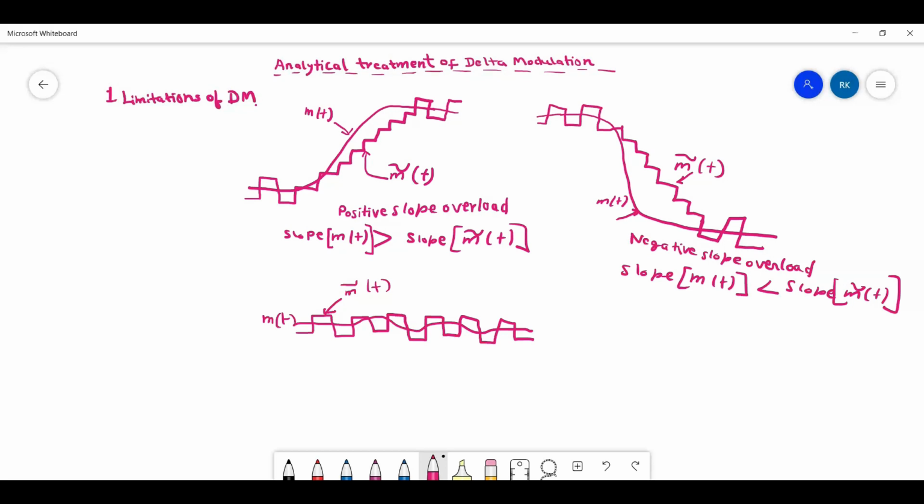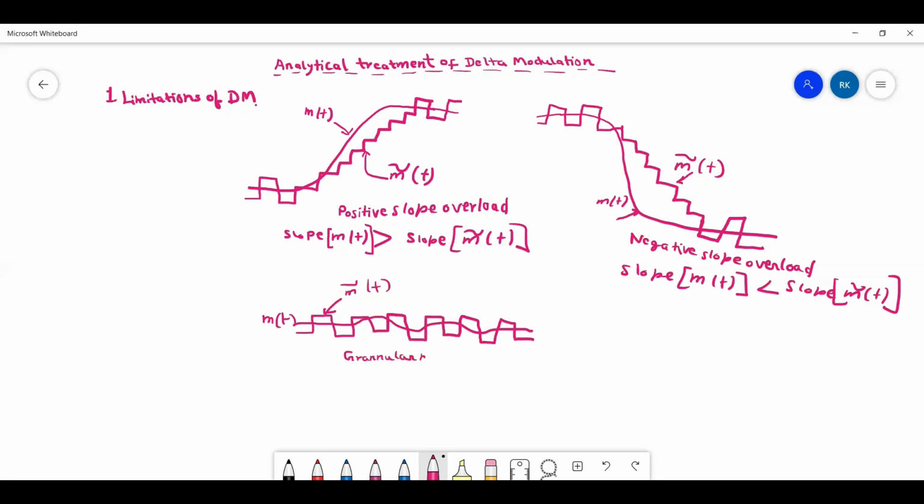Now, if you try to recover the signal, this will be recovered as a DC signal, whereas the original signal m(t) is not DC. There is some variation, but the approximated signal using the staircase function with a fixed step size will be recovered as a DC. Thus, in this case also distortion is resulted and the noise is known as granular noise. So this is the case of granular noise.